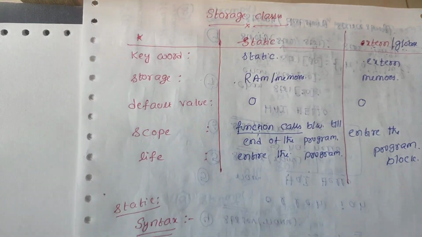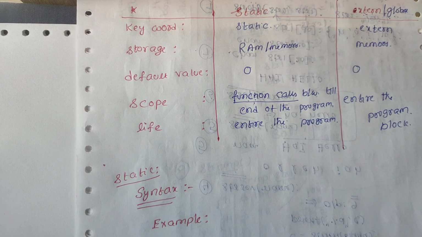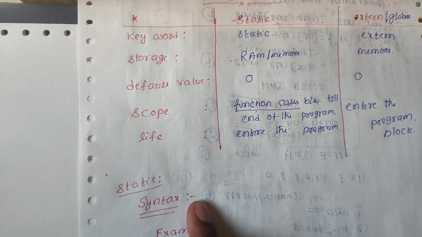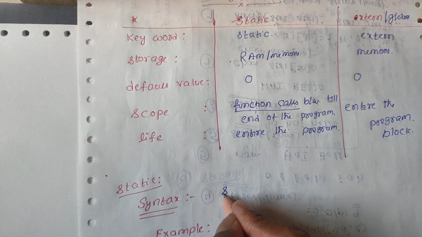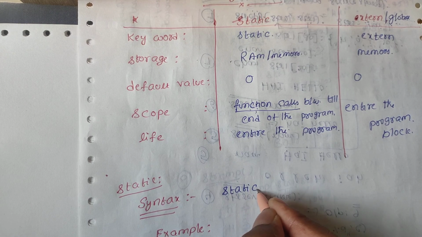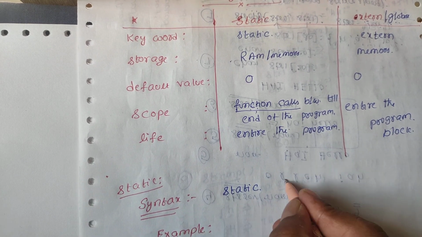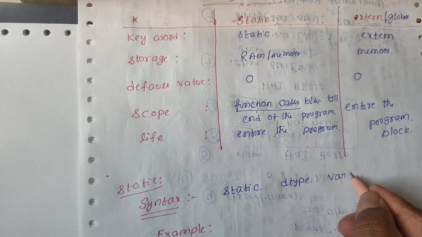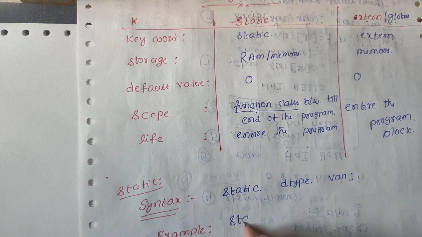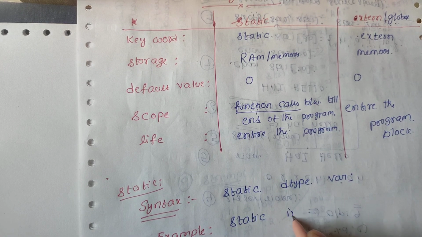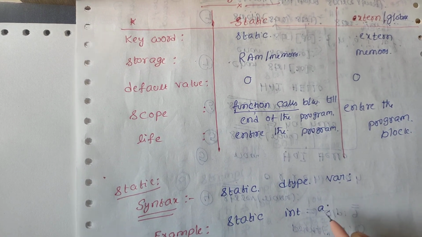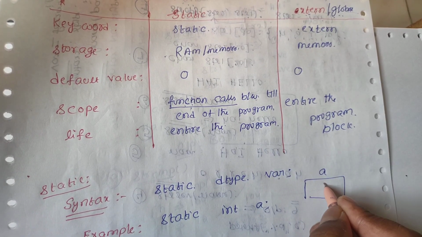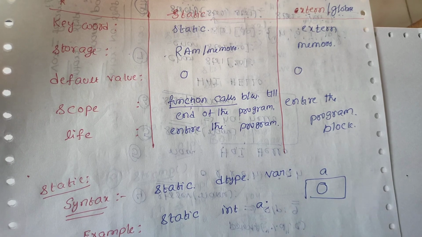Now I will explain the syntax and an example for the static variable. It is the same as for the automatic storage class, but here static is the storage class, then we write the data type, and after that the variable. In a simple example, static int a; the variable is declared like this. This a is a static variable, and the default value is 0.